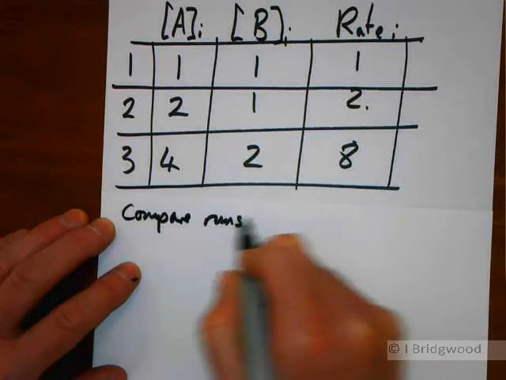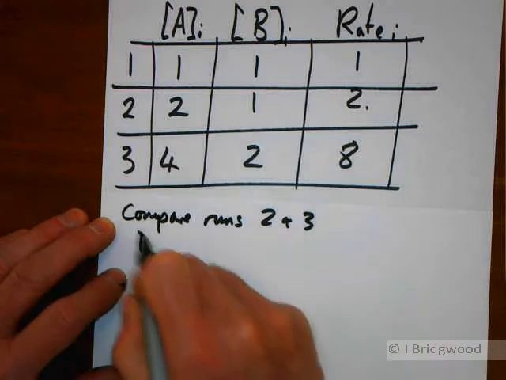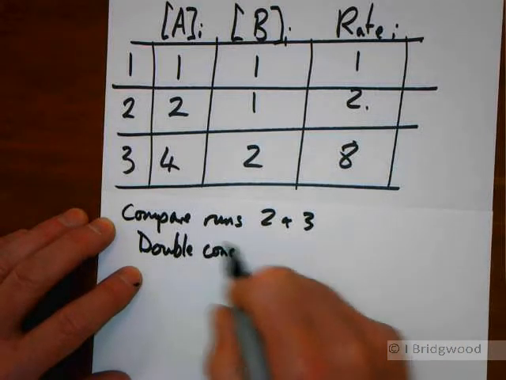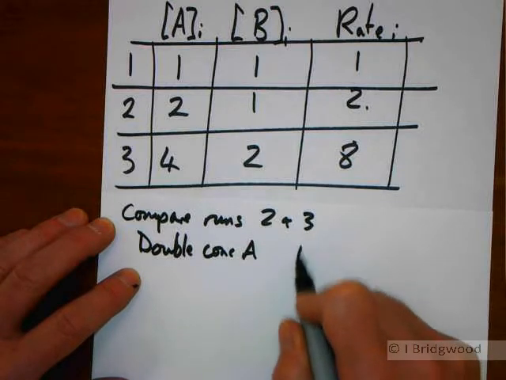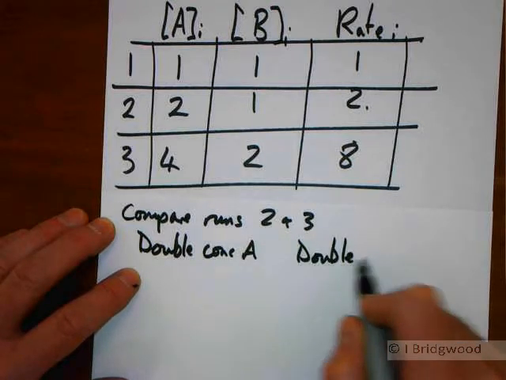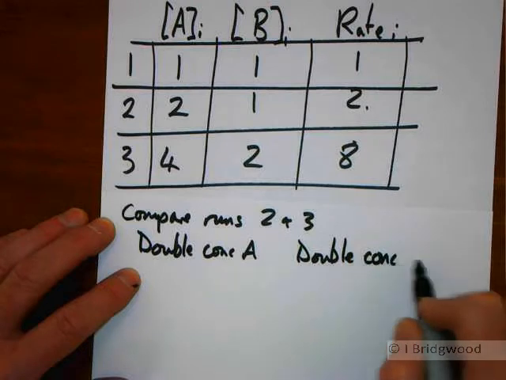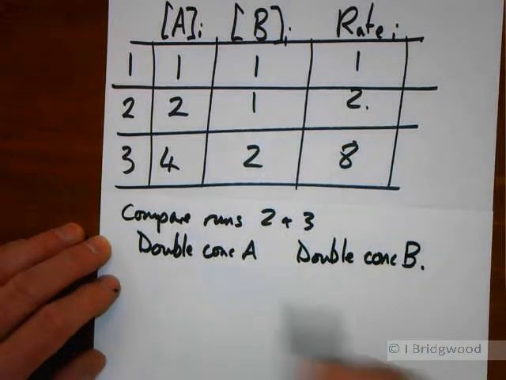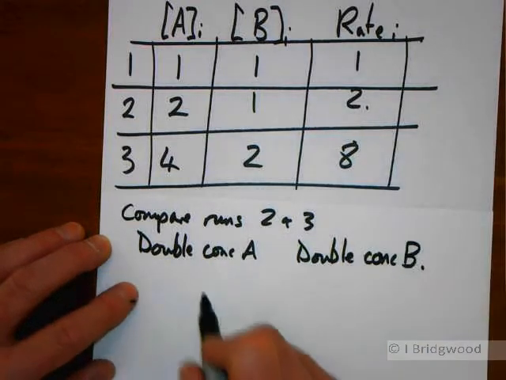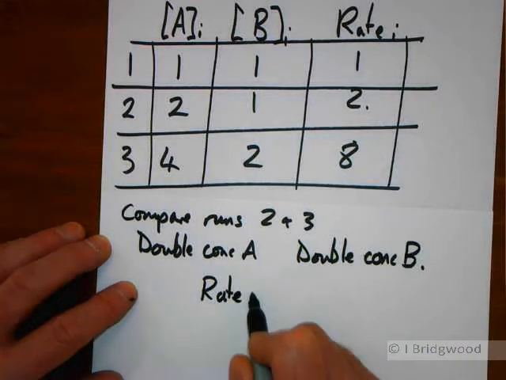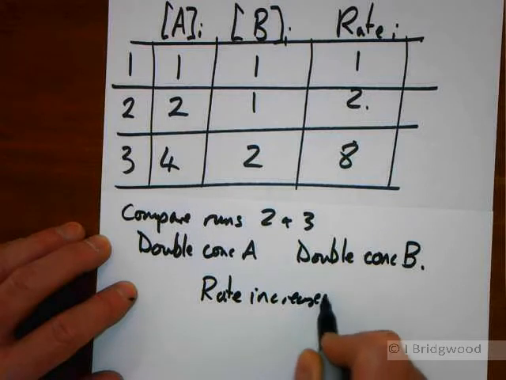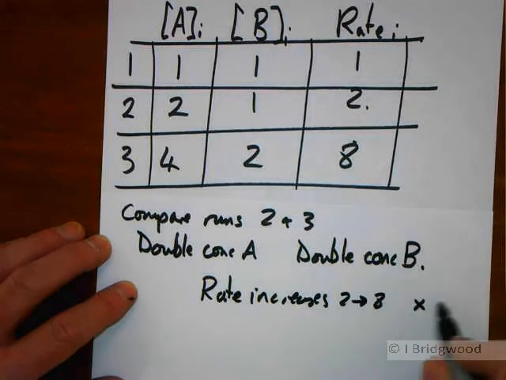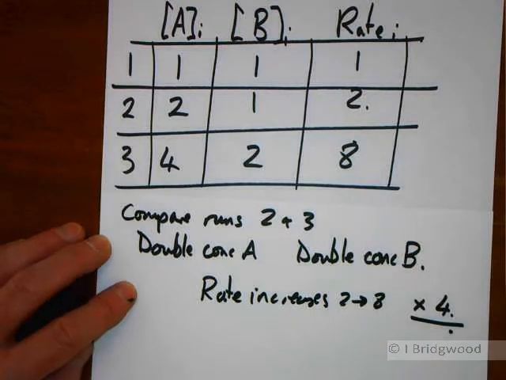runs 2 and 3, we double concentration of A, and we also double concentration of B. Okay, so doubling concentration, and you'll notice that the rate of reaction goes from 2 to 8, in other words, it increases by a factor of 4.